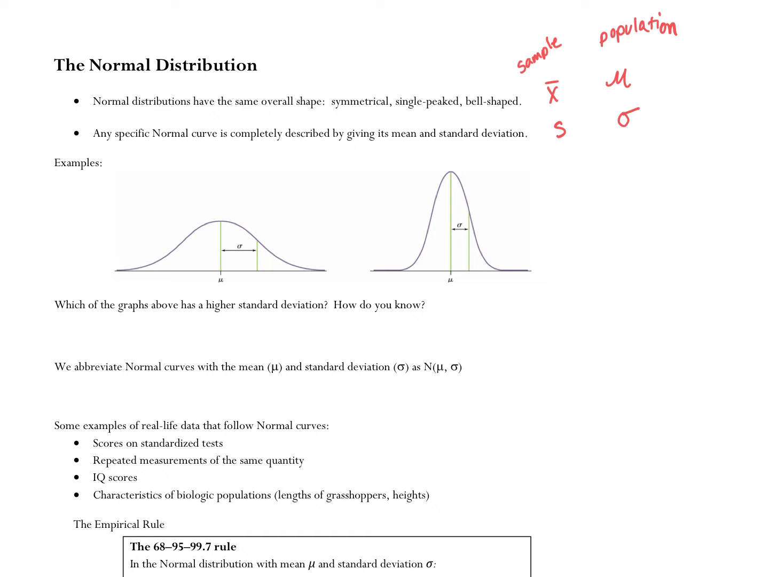So when we talk about a population mean, we use the symbol mu, and when we're talking about a sample mean, we use the symbol X bar. Right now, it's not that big a deal. In a month or two, using the wrong symbol will be a big deal. So I'm pointing it out now.